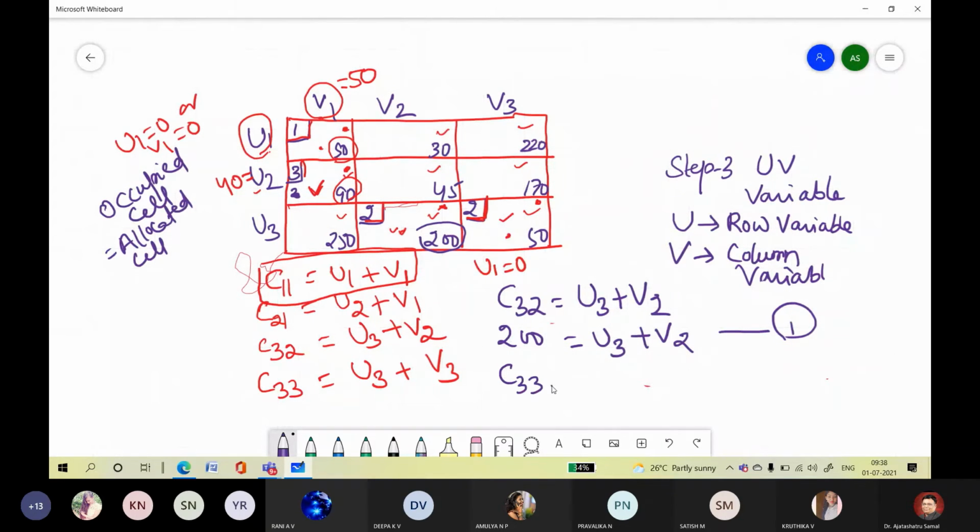C33 equal to U3 plus V3. Okay. So now we need to calculate. Both the things are not happening. Now we can equate these 2 equations. Can you equate these 2 equations?